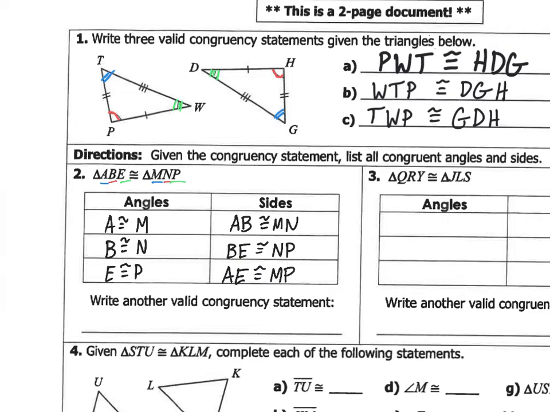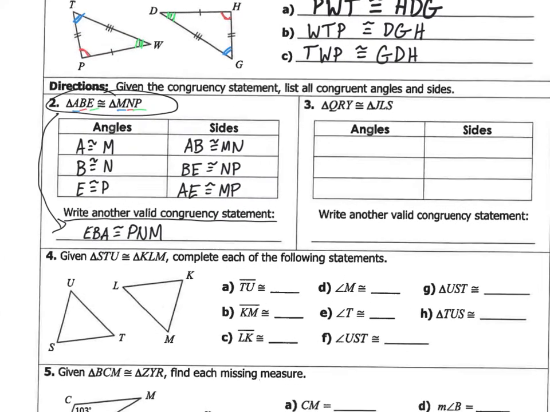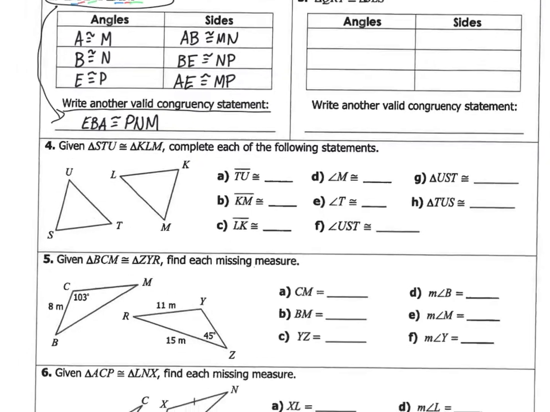What this means down here, if you ever see this, just write this a different way. So if it asks you to write a different congruency statement, you just write the triangles a different way. So you could even write it backwards. E, B, A is congruent to P, N, M. Okay. Those of you that are online and the one of you that are in class, we're going to skip number 3 and we'll come back to it. We'll go down to number 4.